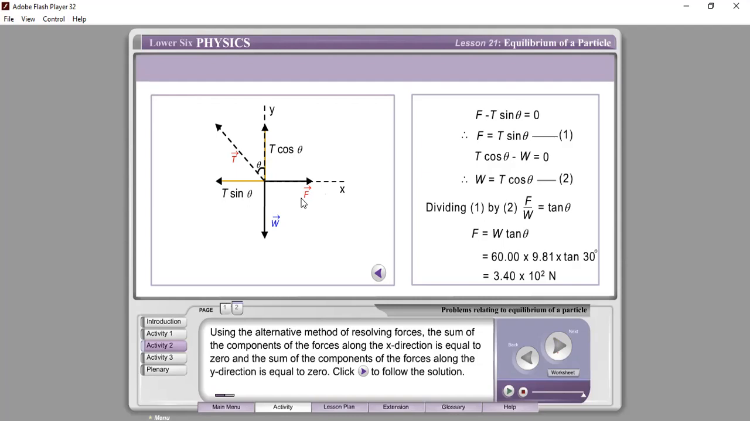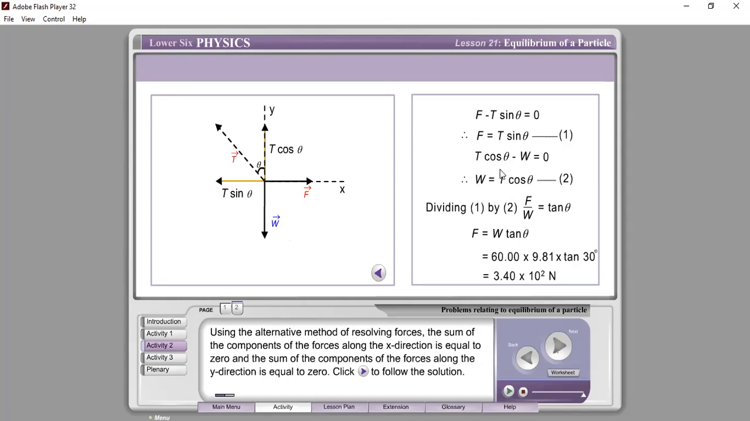So to solve the question, F is going to the right side, and T sin theta is going to the left side. So F is equal to T sin theta because both of them are equal and cause the object to be stationary. Total right equals the total left. Total up, T cos theta, equals the total force down. Total right equals total left, and total down equals total up.